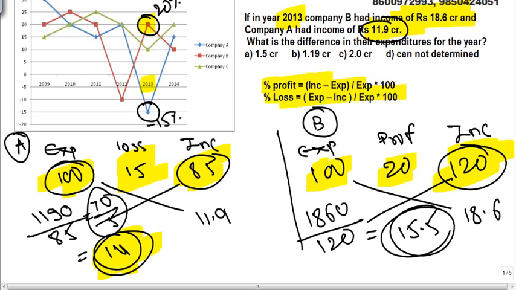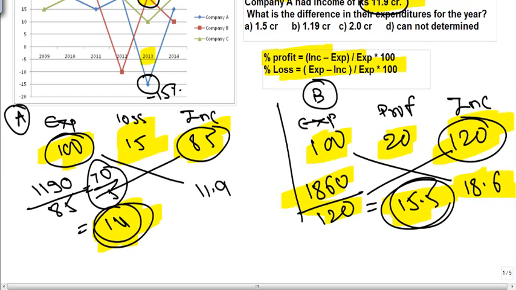Solve it, 15.5. The question given was about B. B made a profit of 20%: on 100 expenditure, 20 profit, then income. Income is given. What is the expenditure of B? For A, there is a loss: expenditure 100, loss 15, then income. Income is given. What is it?